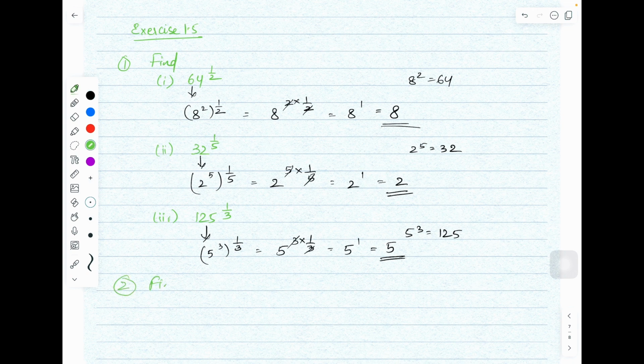Then the second question is to find 9 to the power 3 by 2. We know 9 equals 3 square, so instead of 9 we write 3 square to the power 3 by 2. In this form the exponents get multiplied: 2 into 3 by 2, the 2 gets cancelled. So it remains 3 to the power 3, which equals 27, the answer.